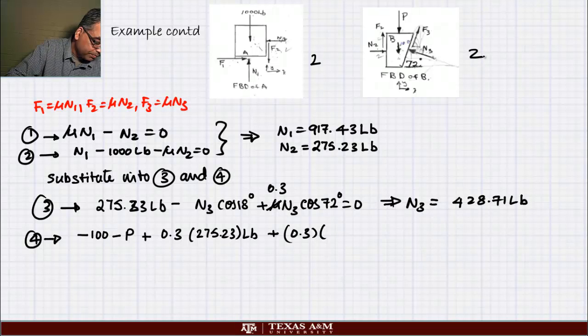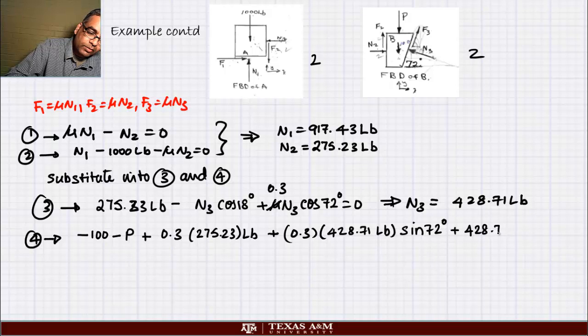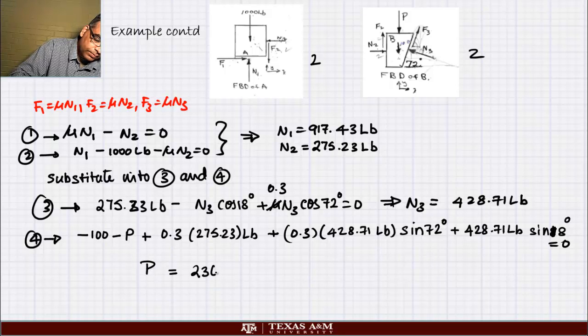Okay, so 428.71 pounds sine 72 degrees plus 428.71 pounds sine 18 degrees equal to 0. So this will give me P equals 236.04 pounds.